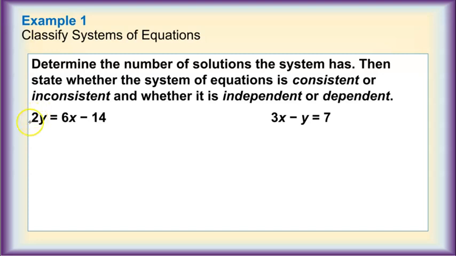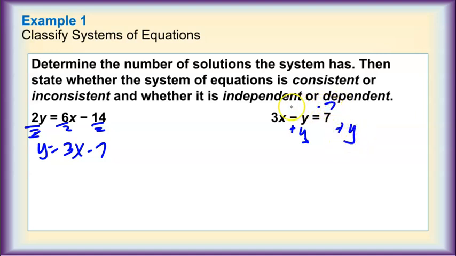So this first one on the left, I'm going to divide everything by 2. And when I divide everything by 2, this one has the equation of y equals 3x minus 7. The one on the right, if I want to get y by itself, I'm just going to add y to both sides. And then I'm going to subtract the 7 on both sides. That means I have y equals 3x minus 7.